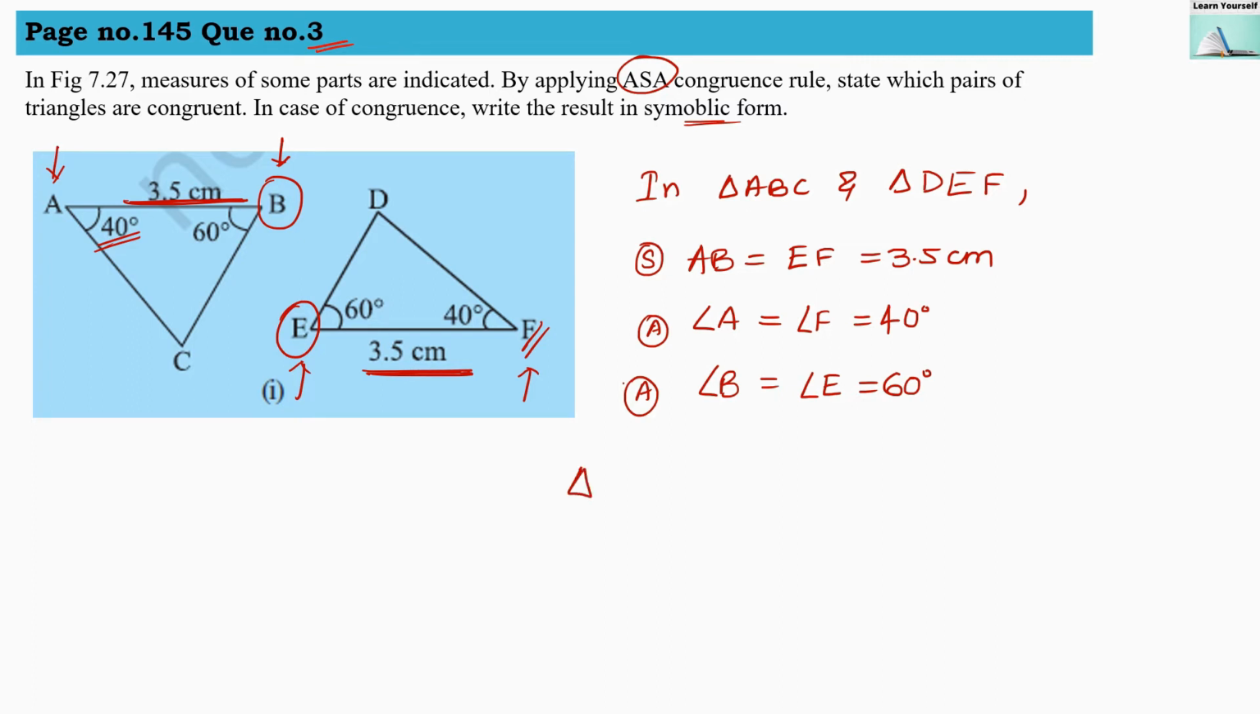So triangle ABC is congruent to triangle. Now we have to write the correct name which will be exactly congruent to another triangle. So angle A is congruent to angle F here. So we are going to write here F first. Then angle B is congruent to angle E. So we are going to write here E. And whatever letter is left, that we are going to write here. So ABC is congruent to FED. Now let us check for the side. So AB side is equal to EF. So yes, that side has been included over here also. So these two triangles are in congruence.